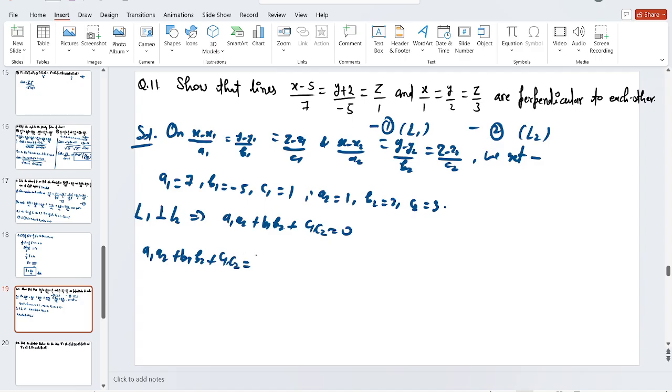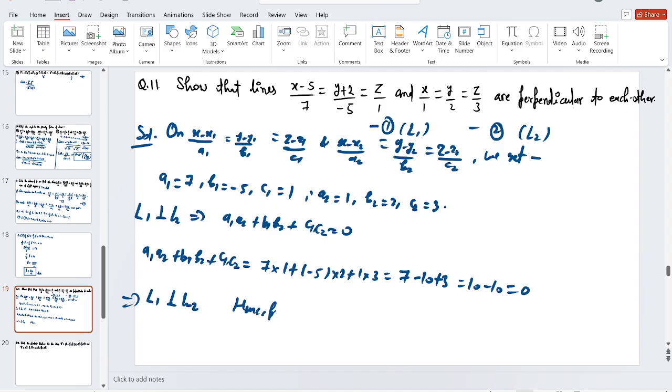A1 is 7, A2 equal to 1, B1 equal to minus 5 and B2 equal to 2, C1 equal to 1 and C2 is equal to 3. Simplifying, 7 into 1 becomes 7, minus 5 into 2 is minus 10, 1 into 3 is 3. So 10 minus 10 becomes 0. So we find A1 A2 plus B1 B2 plus C1 C2 is 0. It means that L1 is perpendicular to L2. Hence proved. Line 1 and line 2 are perpendicular to each other.